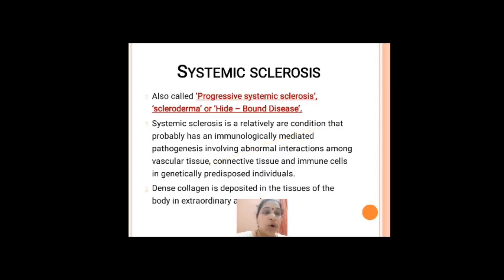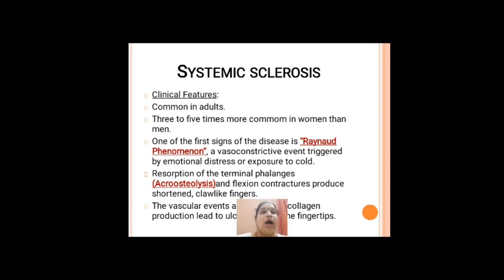There is one more autoimmune disease affecting the connective tissue called systemic sclerosis. This is also called progressive systemic sclerosis, scleroderma or hidebound disease. Here also connective tissue is affected. Apart from that, vascular tissue is also affected. And this is also very common in women, occurs in adults. One of the first signs of this disease is Raynaud phenomenon. That is a vasoconstrictive phenomenon.